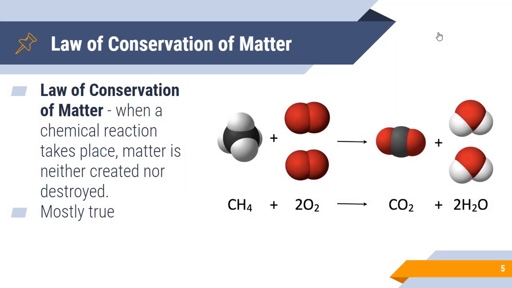One of the key things to understand about Dalton's atomic theory is the law of conservation of matter. And he had 5 postulates, so this is really just one of them. When a chemical reaction takes place, matter is neither created nor destroyed. So if you take a look at the equation on the right-hand side, you have one carbon atom on the left side and one carbon atom on the right side. 4 hydrogens on the left and 4 hydrogens on the right. You also have 4 oxygens on the left and 4 oxygens on the right. You cannot create or destroy matter.